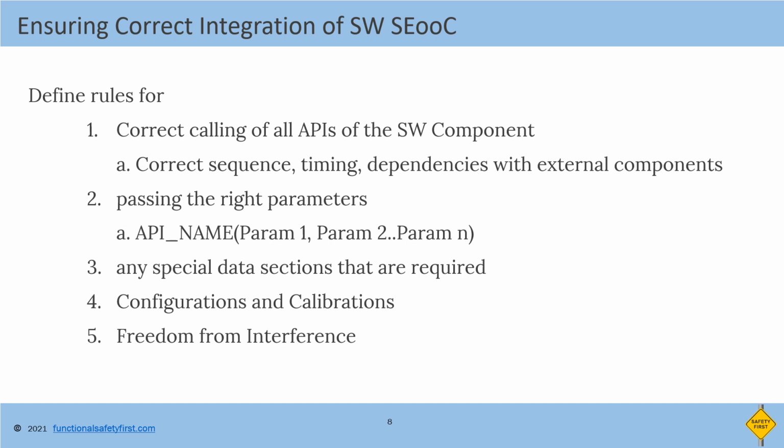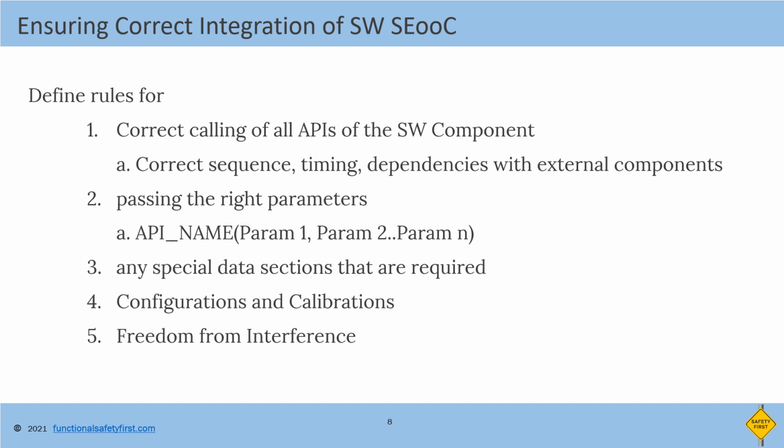So these rules could include things like, number 1, ensuring that the APIs are called correctly. So for example, if the SEooC has 3 init APIs and these APIs have to be called in a certain order, then this must be defined as a rule in the safety manual. Similarly, if there are timing dependencies or dependencies with APIs of other software components, this must also be defined in the safety manual.